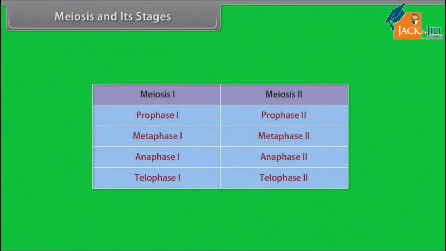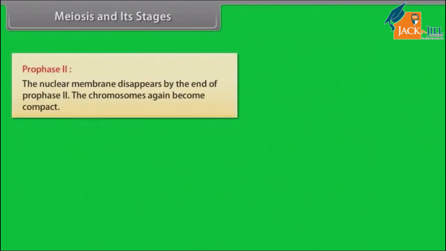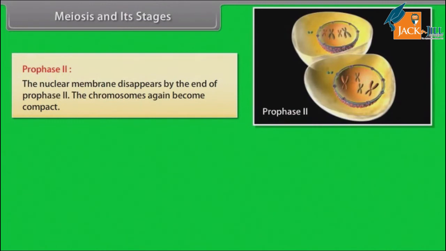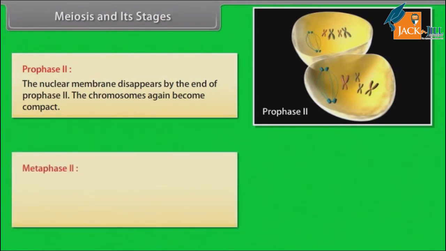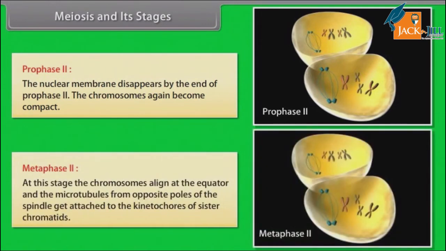Meiosis II is initiated immediately after cytokinesis, usually before the chromosomes have fully elongated. In contrast to meiosis I, meiosis II resembles a normal mitosis. The nuclear membrane disappears by the end of prophase 2. The chromosomes again become compact. After prophase 2, metaphase 2 takes place. At this stage, the chromosomes align at the equator, and the microtubules from opposite poles of the spindle get attached to the kinetochores of sister chromatids.